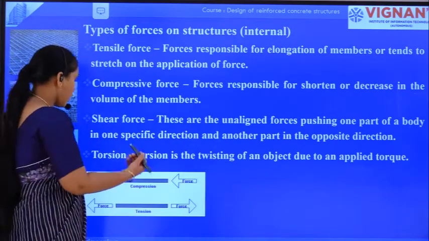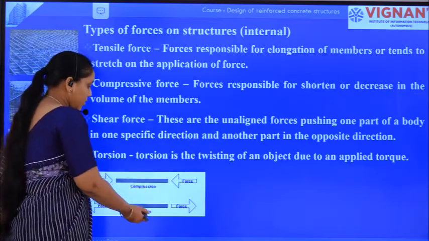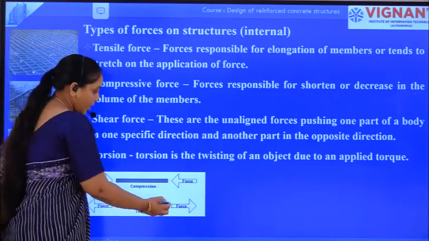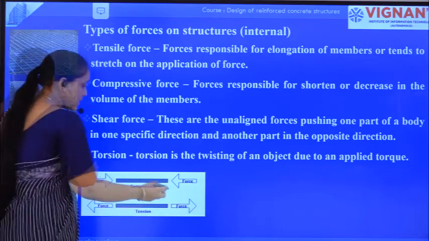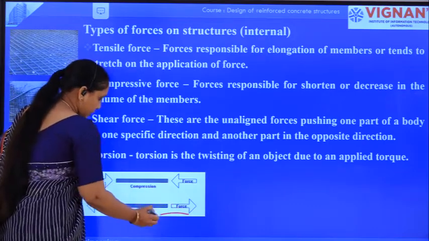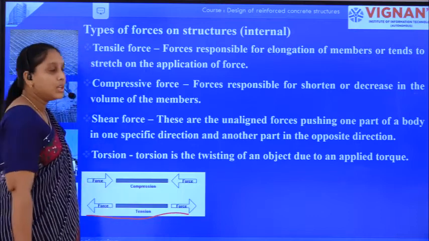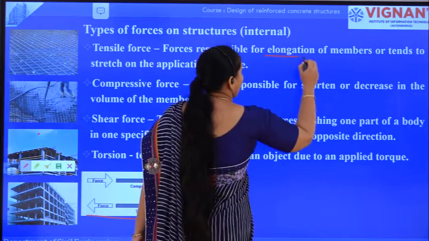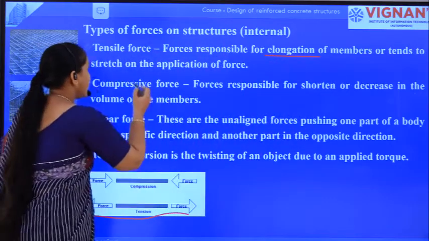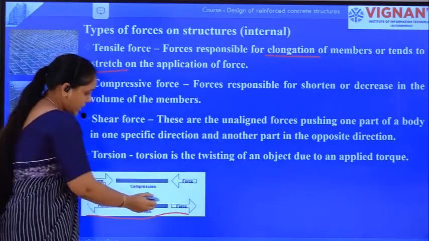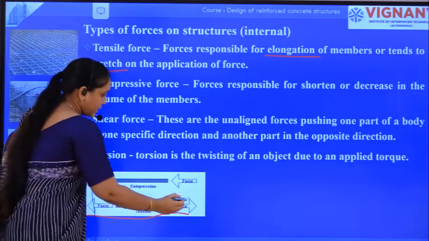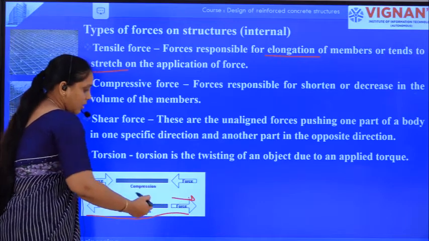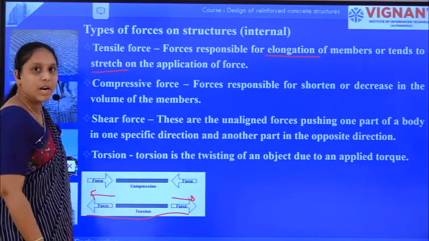So here you can see the compression and the tensile forces. Tensile forces: this is the tensile force. Due to the tensile forces, what will happen? The member will elongate or the member will tend to stretch. If you can see here, the force is applied in this direction, and due to that, the member will start elongating.